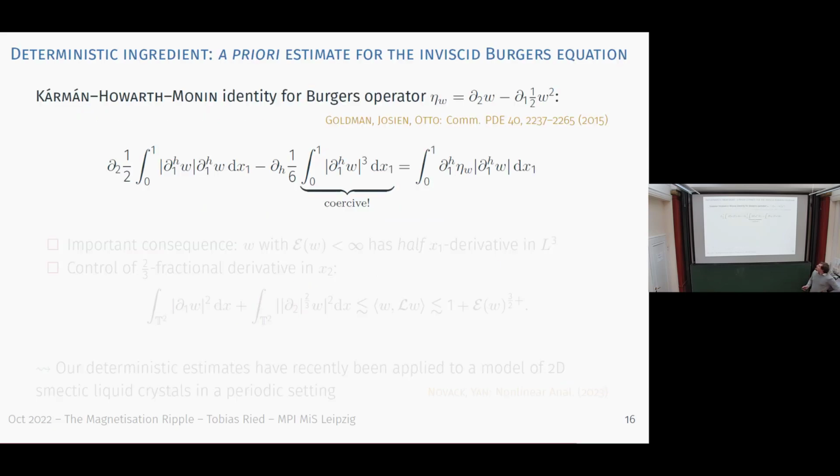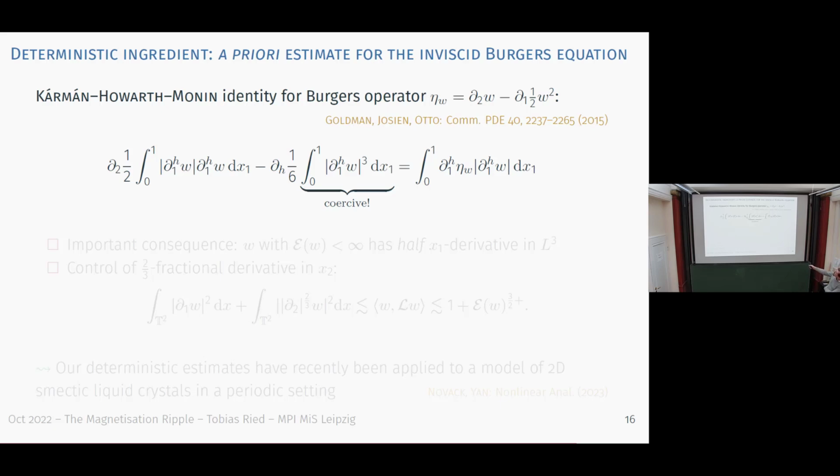So let me highlight a little bit the deterministic ingredient, which is an a priori estimate for the inviscid Burgers equation, which in this setting goes back to the work of Goldman, Josien, and Otto. It is essentially this identity here, which can be seen as a Kármán-Howarth-Monin type identity for the Burgers operator, which is an explicit calculation that you can do. And what's interesting here is that it reveals a hidden coercivity in the sense that, looking at this object here, by working out the details, you more or less gain, well, not a full derivative.